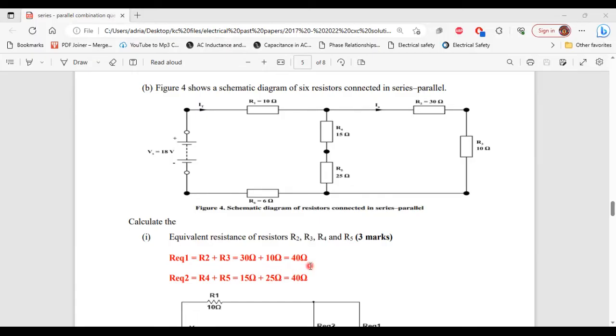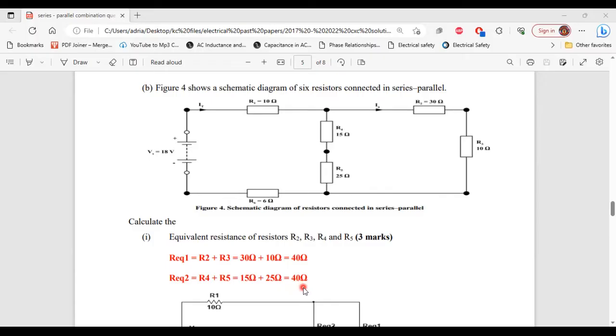All right. So next up, we're going to work R4 and R5 in series. And for their equivalent resistor value, we're going to call it REQ2. So REQ2 is equal to R4 plus R5. That will equal 15 ohm plus 25 ohm. That will give us 40 ohm.